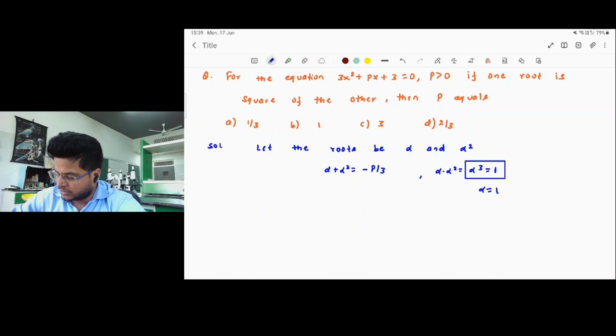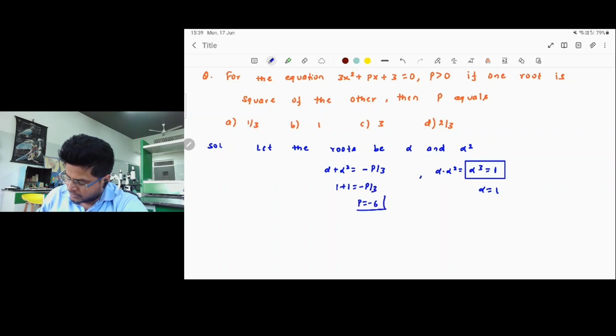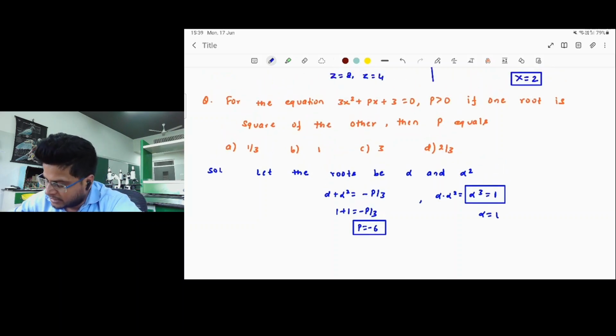I say, okay, let us do this. So then they substitute alpha equals 1. Or they substitute here also, isn't it? In that situation, they get 1 plus 1 equals minus p by 3. And then they get p equals minus 6. Then I ask, okay, any option is there? So you can clearly see minus 6, no options are there. Is none of the above available? No. And you can see that very smartly they have mentioned that p is greater than 0.